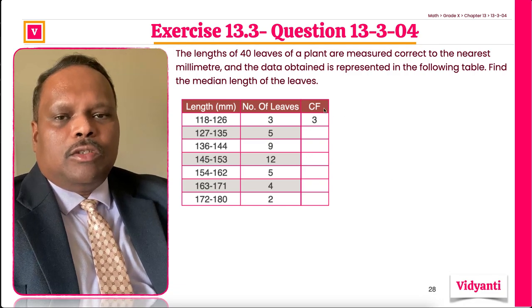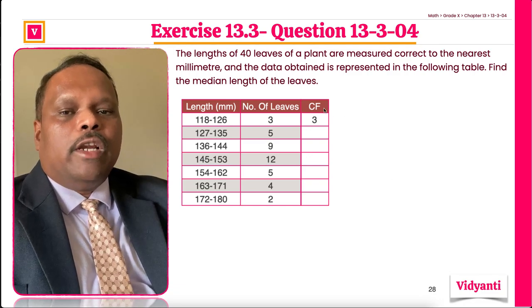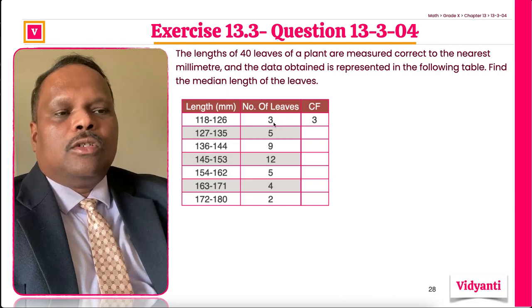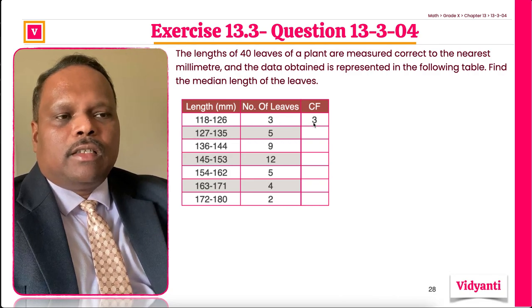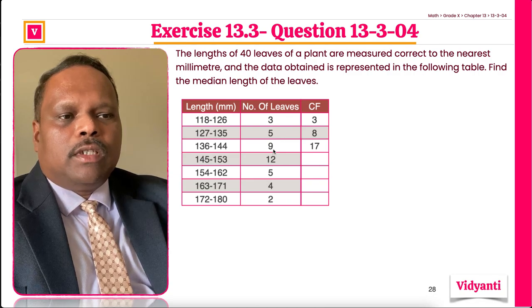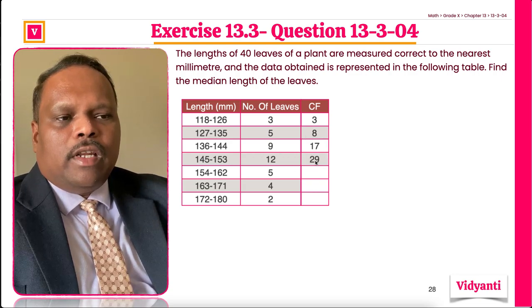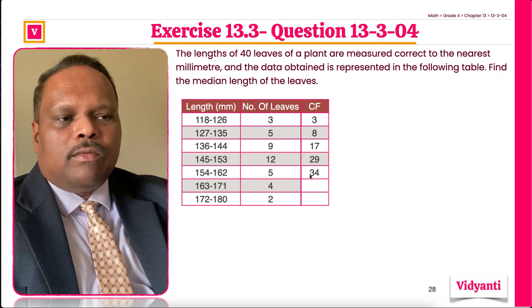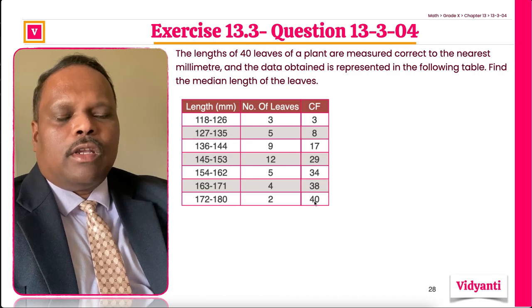Cumulative frequency is, as the name suggests, it keeps on accumulating, hence the name cumulative frequency. So first take the first observation as it is, add the next observation 5, add next observation. So 3 as it is, 3 plus 5 is 8, 8 and 9 is 17, 17 and 12 will be 29 here, 29 plus 5 is 34, 34 plus 4 is 38, 38 plus 2 is 40.